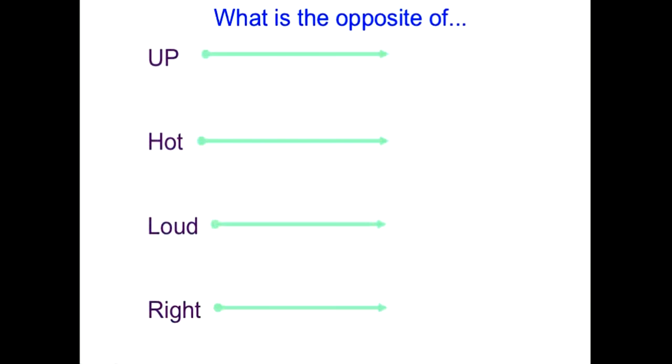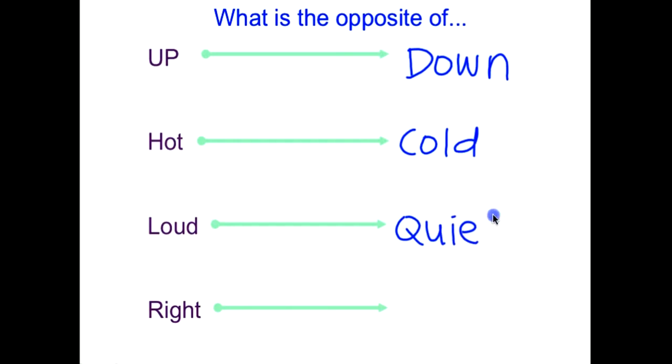Let's first talk about what the opposite of up is. Down. The opposite of hot is cold, the opposite of loud is quiet, and the opposite of right is left, or if you are thinking in terms of right and wrong.